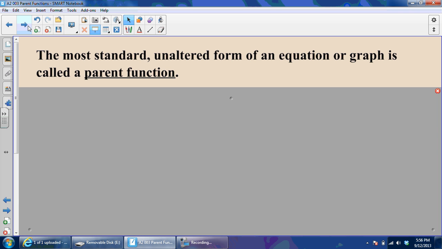Okay, now here's your basic definition for parent function. You should already have it in your notes, but it might not be a bad idea to write it down again. The most standard unaltered form of an equation or graph is called a parent function.